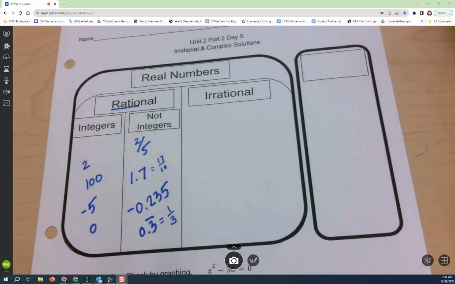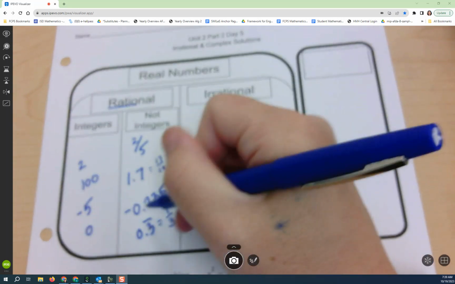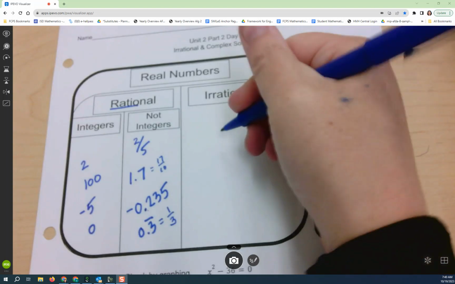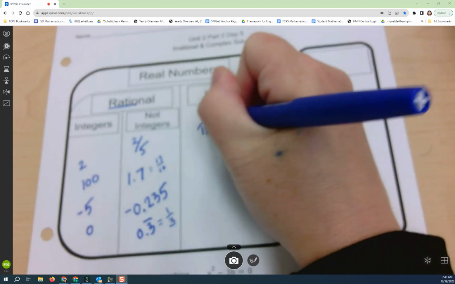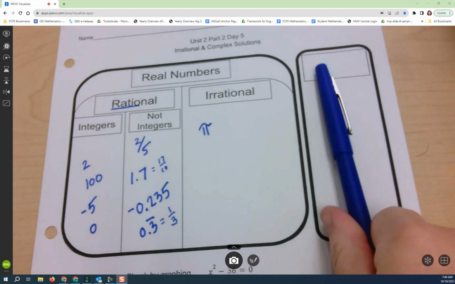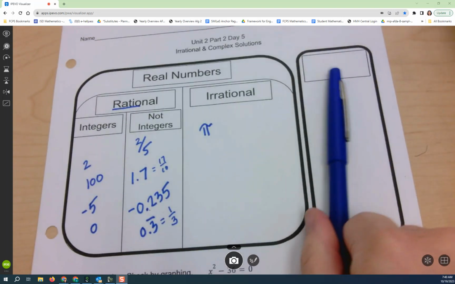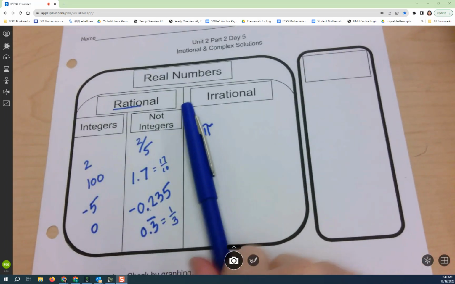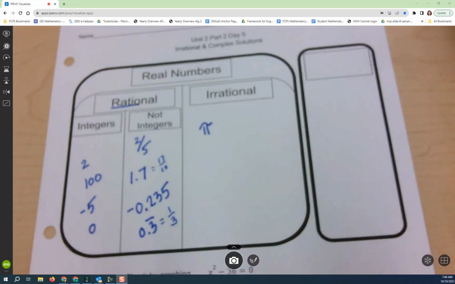Irrational numbers are numbers that go forever. The decimals will go forever, but they don't repeat. One example that you know pretty well is pi. Some of you may have memorized several decimal places of pi, but we don't know all of them. Over here, this category has not been defined yet. We'll get to that later, but remember there's real numbers and then there's something else.